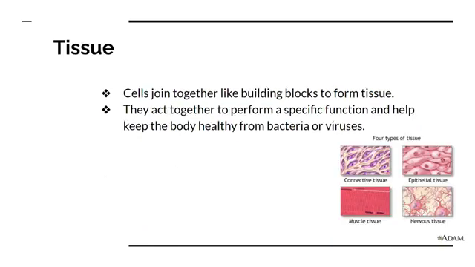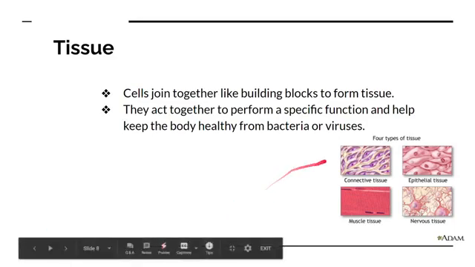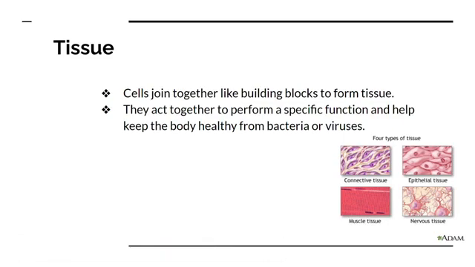Tissue. Cells join together like building blocks to form tissue. They act together to perform a specific function and help keep the body healthy from bacteria or viruses. For example, connective tissue. Its major function is binding, supporting, protecting, insulating, storing reserve fuel, and transporting substances within the body.